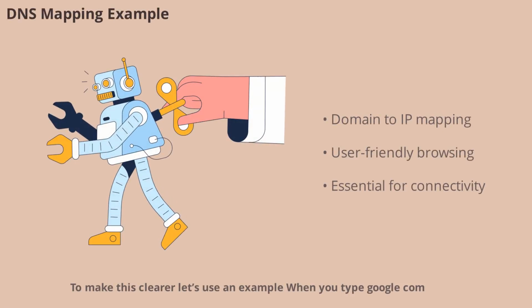To make this clearer, let's use an example. When you type google.com, DNS translates that into an IP address, like 142.250.190.78. Your browser then uses this IP address to connect to Google's servers. This mapping between domain names and IP addresses is what makes the internet user-friendly and accessible to everyone.